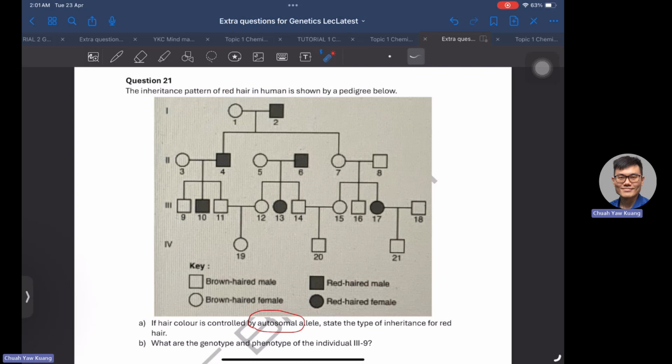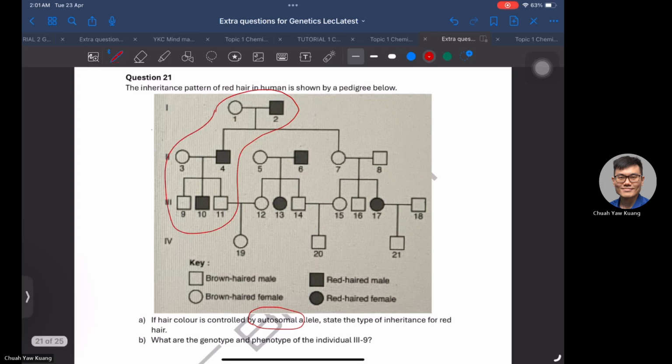Now we look at the pedigree, whether it skips or doesn't skip the generation. If you look at this family tree, obviously they don't skip. You can see that one of the grandparents has the trait, the red hair. The son in the second generation also has the red hair, and then the son in the third generation also has the red hair. So it seems like they don't skip the generation.